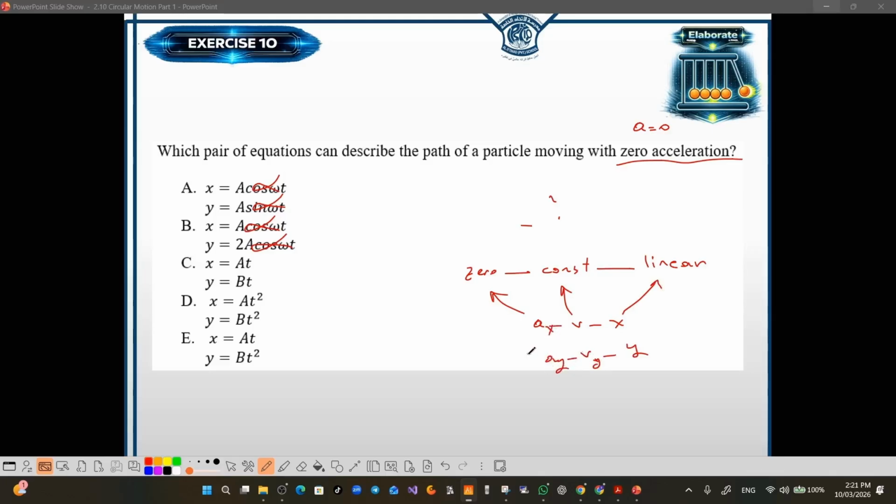When I say acceleration is zero, I mean the acceleration along the x-axis and the acceleration along the y-axis, both of them are zero. So y should be linear and x should be linear, and this can be found here. To the power 1 means the equation is linear, and x and y here are both linear, so the zero acceleration will be in this situation.